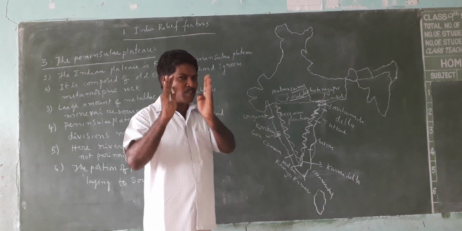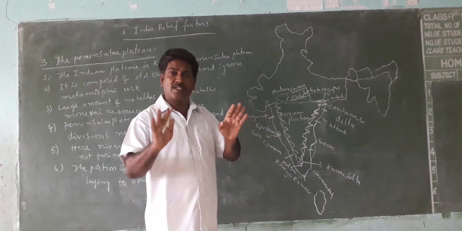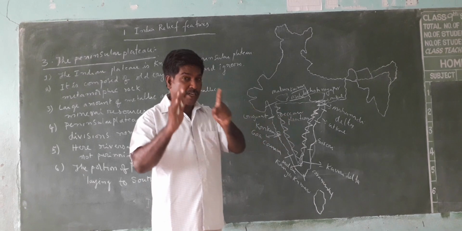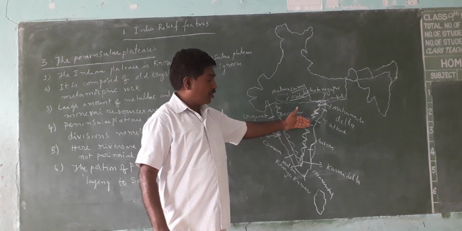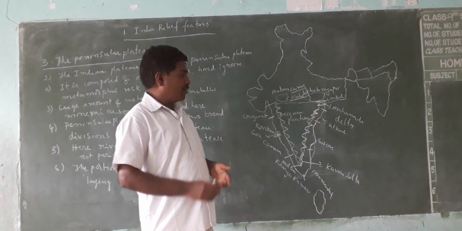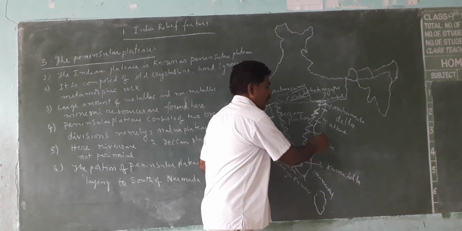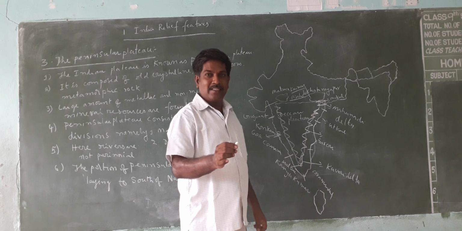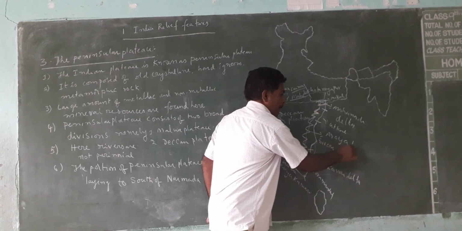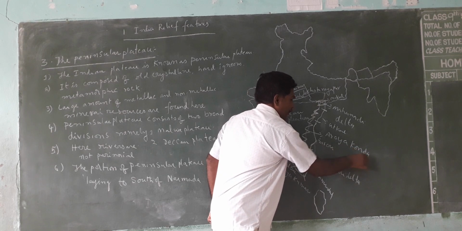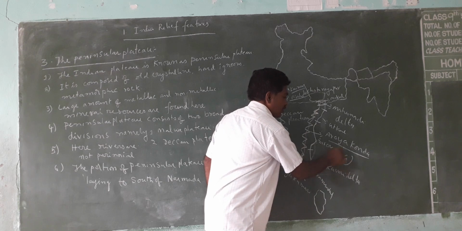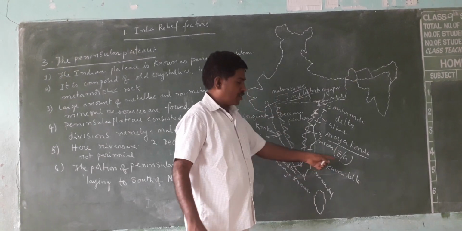And one more, the highest place in Eastern Ghats. That is also most important. The highest place is located in East Godavari, in the Chintapalli area. What is that? Aroyakonda. Aroyakonda is the highest hill in Eastern Ghats. Not East Godavari, that is called Eastern Ghats.